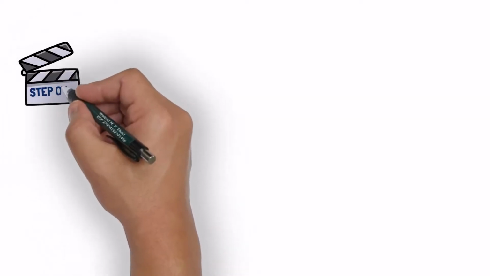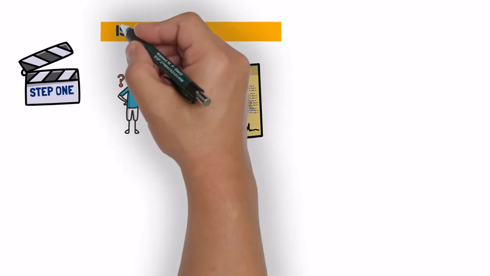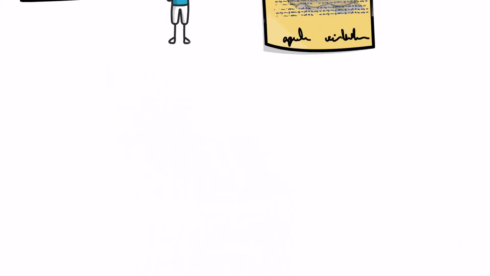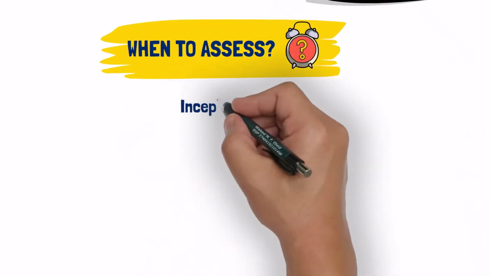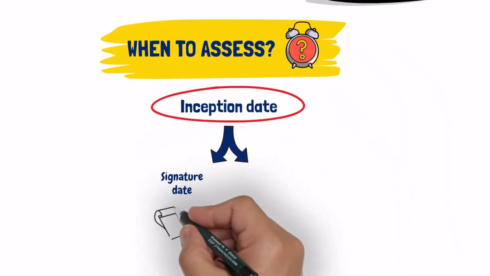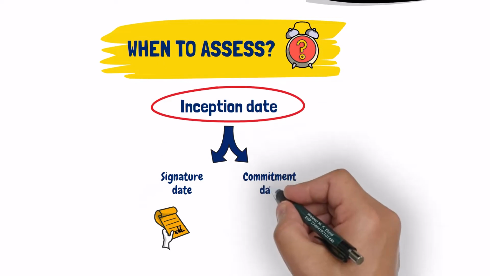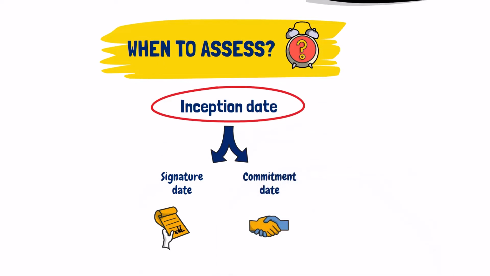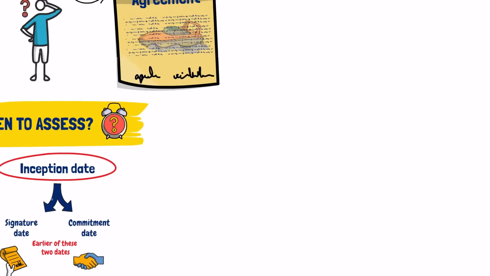The first step in the application of IFRS 16 is to assess whether a lease exists in the contract on hand. This assessment is done at the inception date of the lease. The inception date of the lease is the earlier of two dates: the date of signing the agreement, or the date of commitment of both the lessor and lessee to the terms and conditions in the contract.